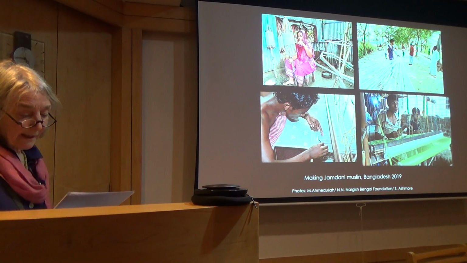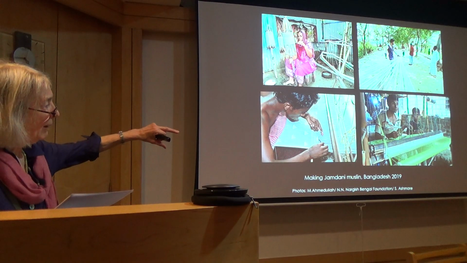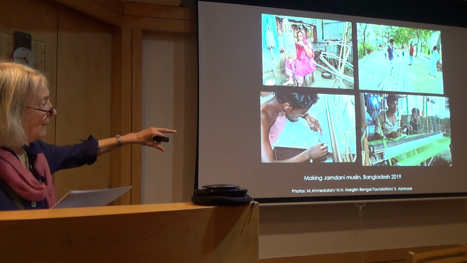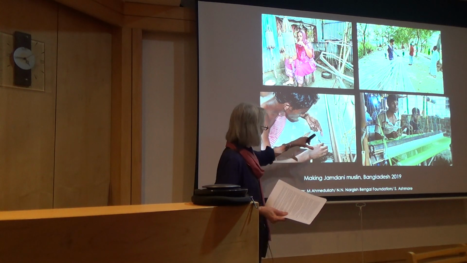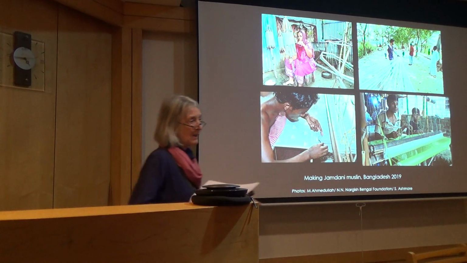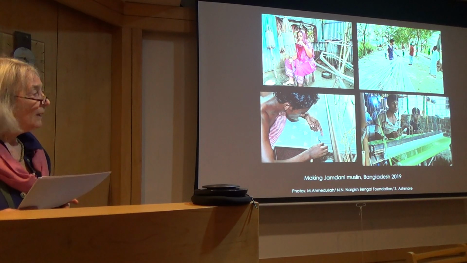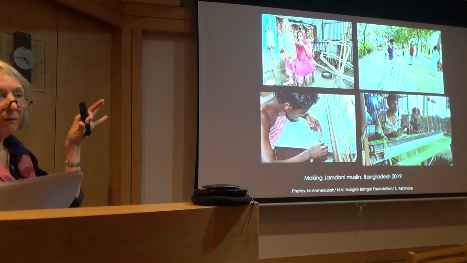Jamdani muslin has this discontinuous supplementary weft. In other words, you weave in the pattern by hand, but it doesn't cross over to the next piece of design. So you have to take your needle in and out, and there are no threads running across the back. So it looks like a shadow at its finest on the cloth.